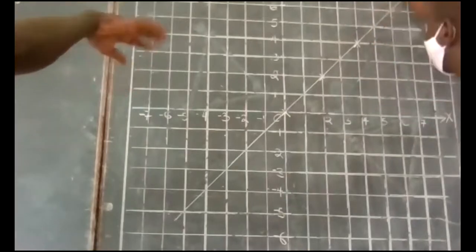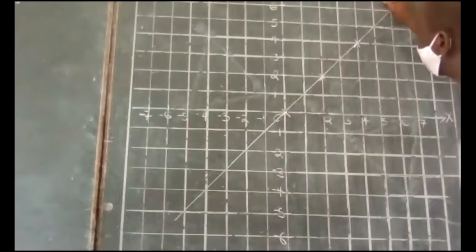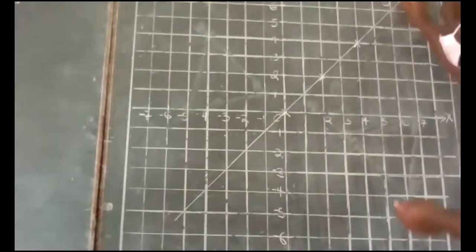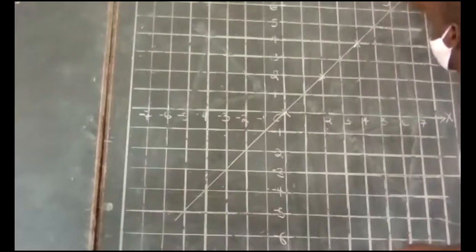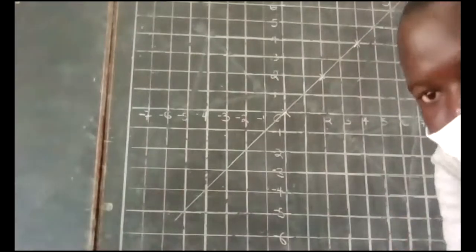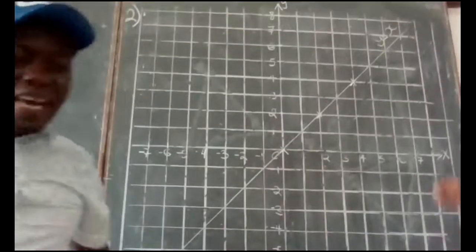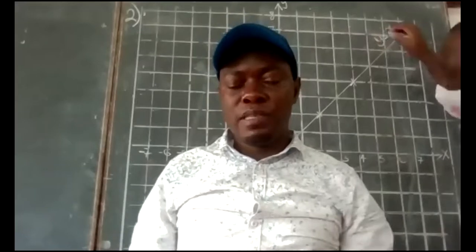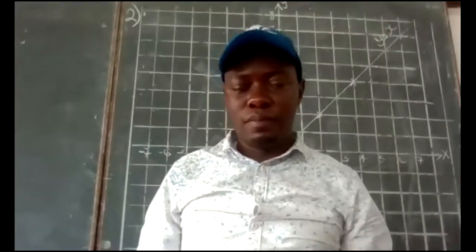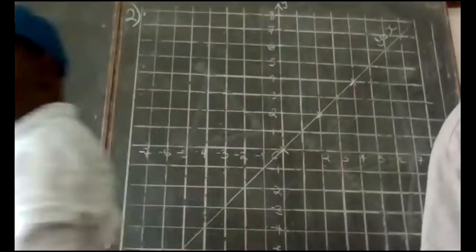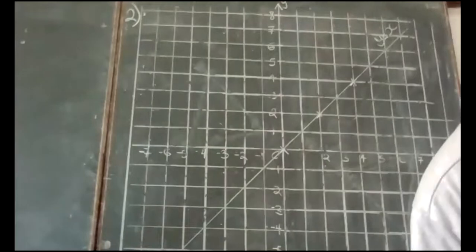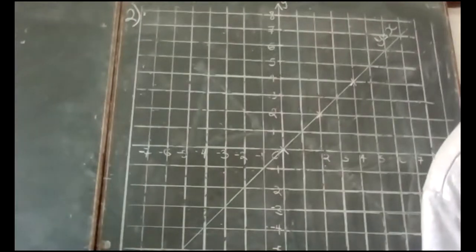Y is equal to x. So that is the mirror line. Okay, y is equal to x. Is there any question before I proceed? Before we proceed, is there any question? That is the mirror line. Okay. Is there any question? Petra Ijuka, unmute and submit.